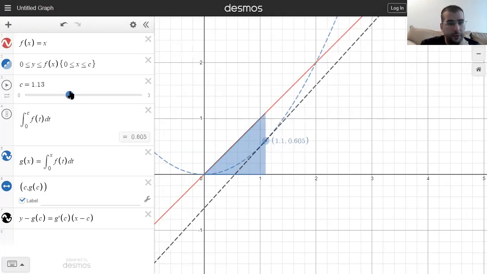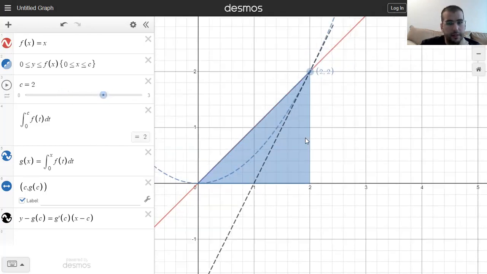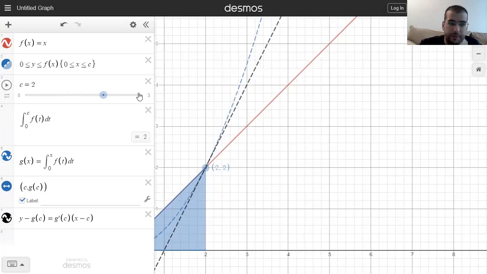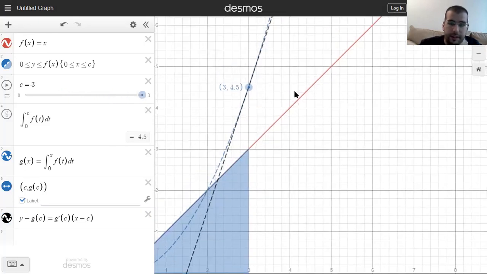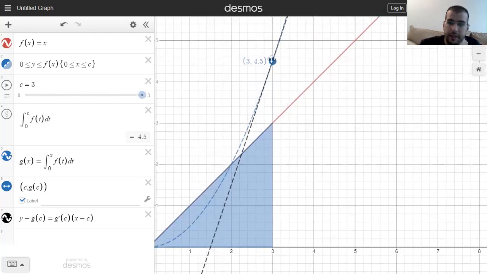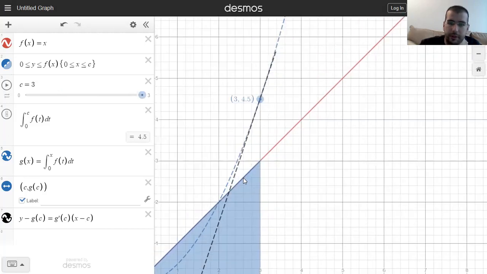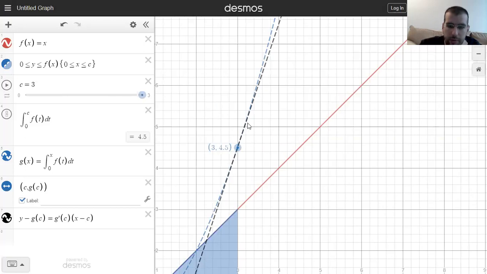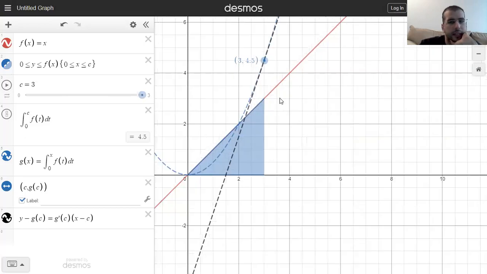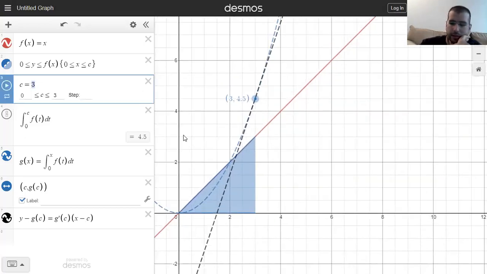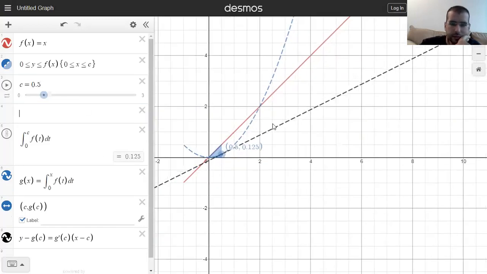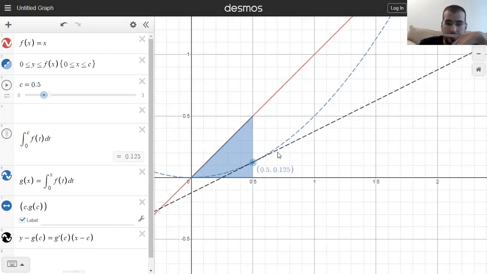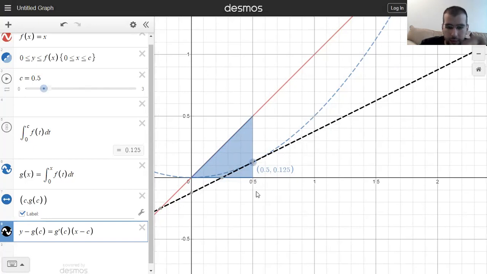If I move the points, for example, I take the point x equals 2, then the value of the function is 2, and then this tangent line has slope 2. If I move c to c equals 3, then the function has value 3, and the slope has value 3 again. When I go to the right 1 square, I go up 3 squares, and so on. If I make it, say, 0.5, the function has value 0.5, and the slope of the tangent line to the integral is 1/2.